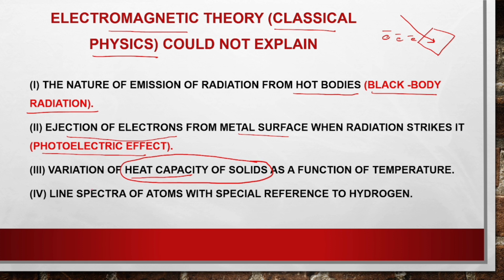And also, the electromagnetic radiation theory couldn't explain the line spectra of hydrogen atom. About that we will study in detail in the upcoming classes. These are the main 4 drawbacks of electromagnetic radiation theory. We will study each phenomenon in detail.